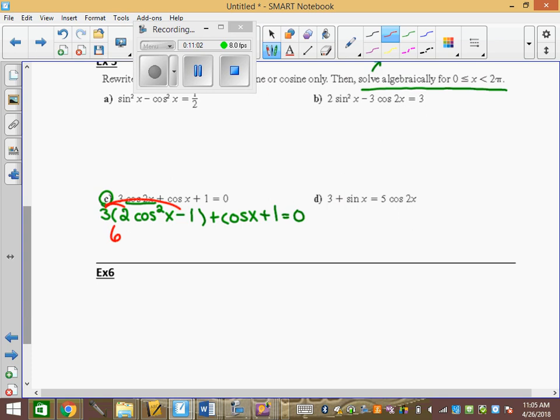So we're going to get 6 cos squared x minus 3 plus cos x plus 1 equals 0. We're still not in the proper format. We need to have 6 cos squared x plus cos x, combine the negative 3 and the 1, so minus 2 equals 0.